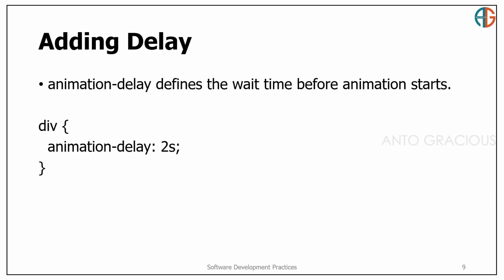Sometimes you might want to delay the start of an animation. The animation-delay property lets you define a wait time before the animation begins. For example, this code snippet introduces a 2-second delay.